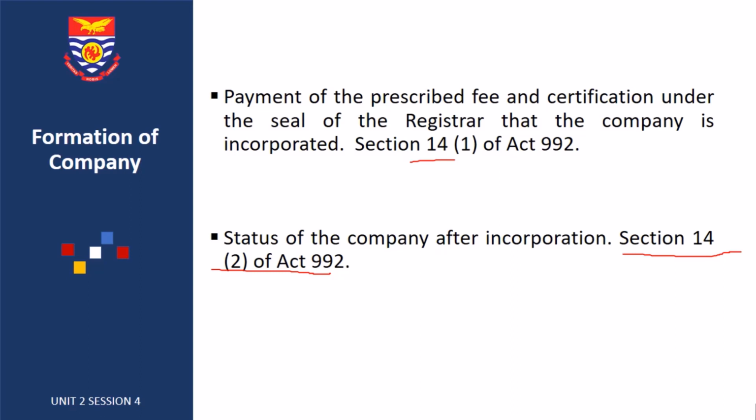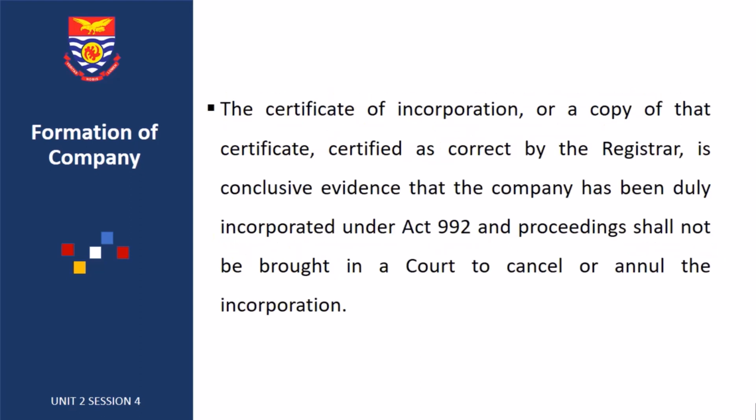In other words, you can say that once the company has been incorporated, it becomes a separate legal entity. Now, upon the registrar being satisfied that all the requirements have been met, it is up to the registrar to issue what we call a certificate of incorporation or a copy of that certificate.